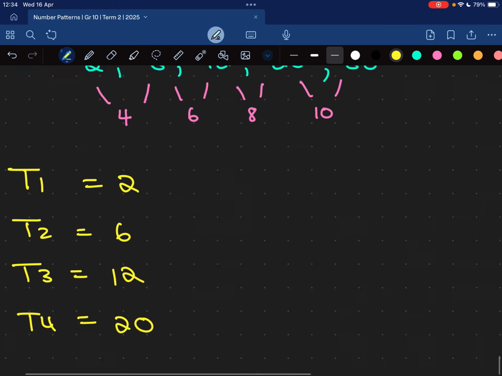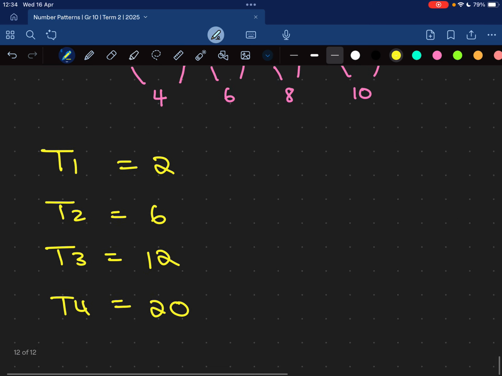Okay, so again, like I said, this is purely level 4 questions. So this is not necessarily something that you are going to be tested on a lot. Okay, it's a very, very small type of number pattern that is only really studied properly in grade 11.